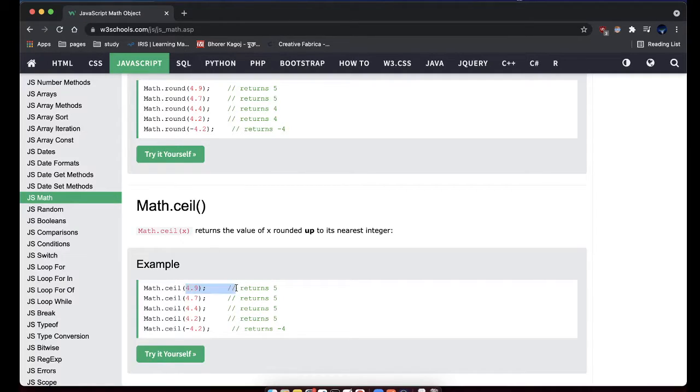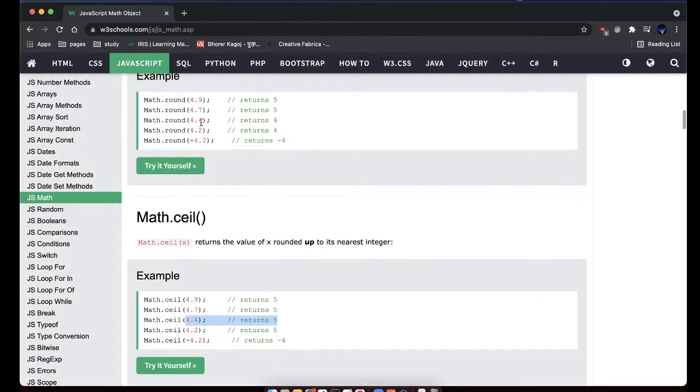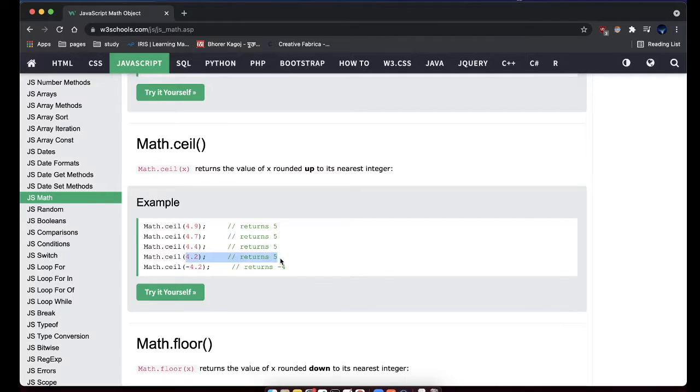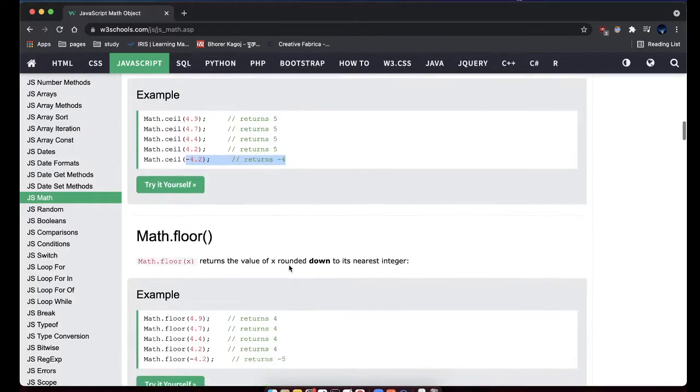Ceiling is the opposite of round. So if we have 4.9, it will get a 5. If we have 4.4, we also receive 5 here, which in round we know returns 4. Notice that 4.2 will return 5, but the negative number, minus 4.2, will return minus 4. So it always rounds toward the positive side.